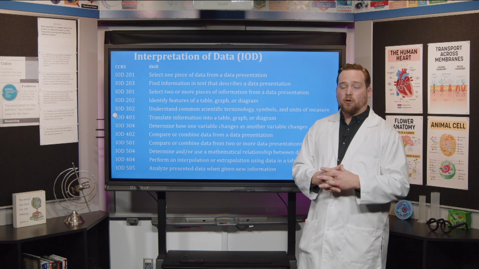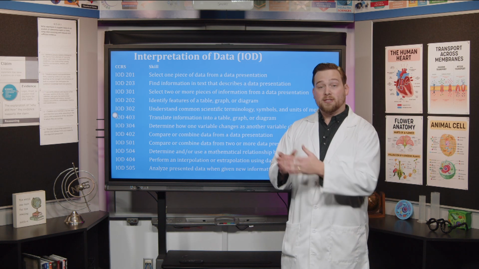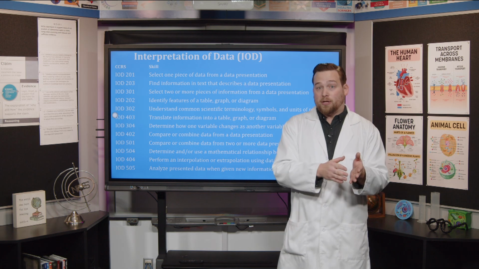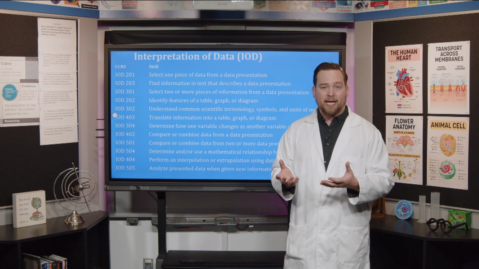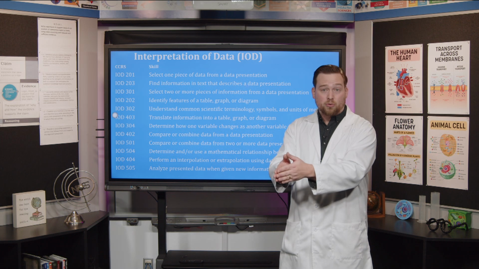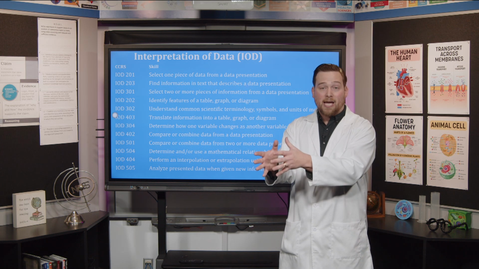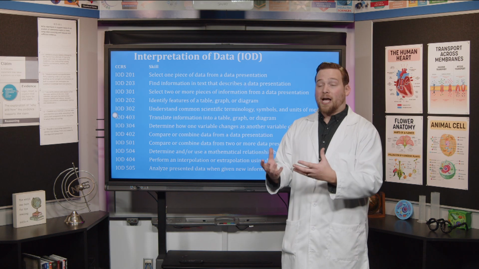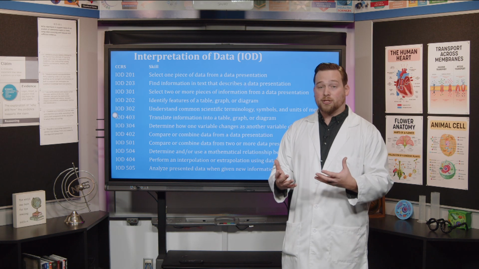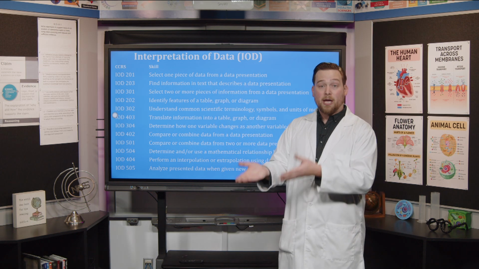These types of questions are the ones that will say, according to figure 1, what was this variable doing at 30 degrees Celsius? It'll be something like that. And it's literally just a matter of going to find the figure that it told you to and then looking at the value and finding the answer. If you get a question like that, it is not a trick question. They're just testing a very easy skill. They want you to be able to do that.